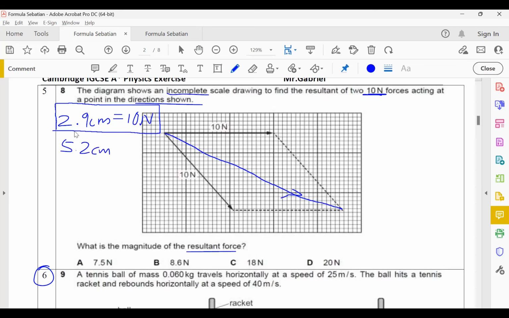5.2 cm. If 2.9 cm represents 10 newtons, then 5.2 cm represents how many newtons? Use your calculator, apply the ratio. I think you should get somewhere around 17. Is it? 17.91. Yeah, I think you should get 17.9, which will give you ultimately 18 newtons, correct to two significant figures. Yes. Did you guess this correctly as well?